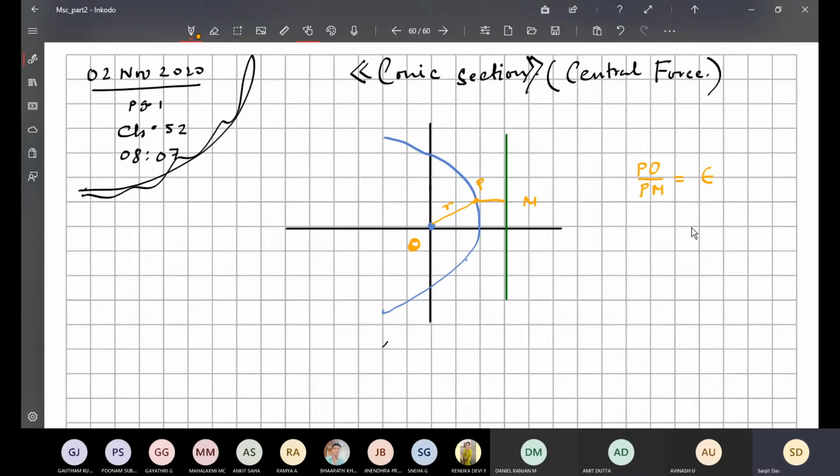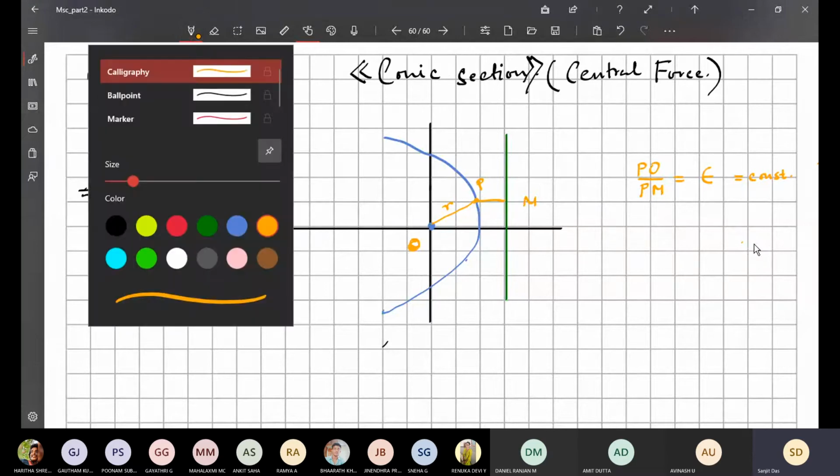So the moral of the story is the particle is going along this trajectory, and this will be the focus. It can be one focus or more than one focus. Whatever the focus, if you join the line, and if I have a line perpendicular to the y-axis, that ratio is always constant. I hope everybody knows this. Am I correct? Yes, sir. Fine. Okay, I thought I had not recorded.